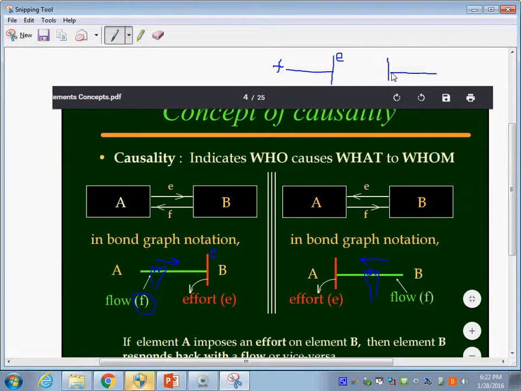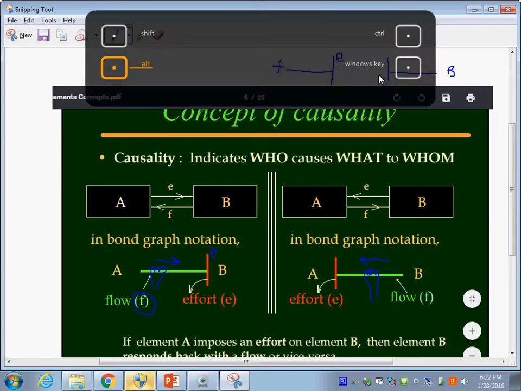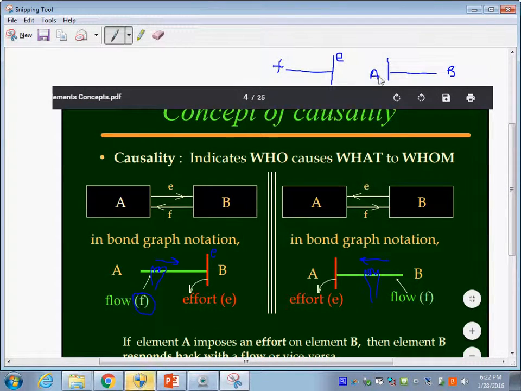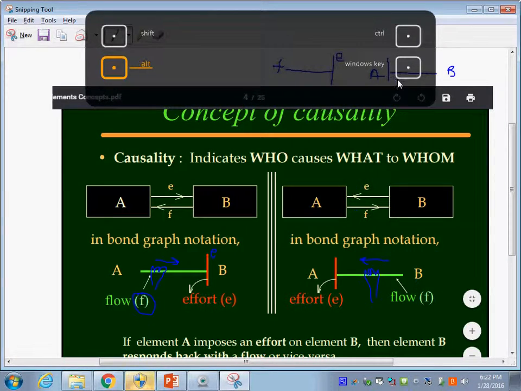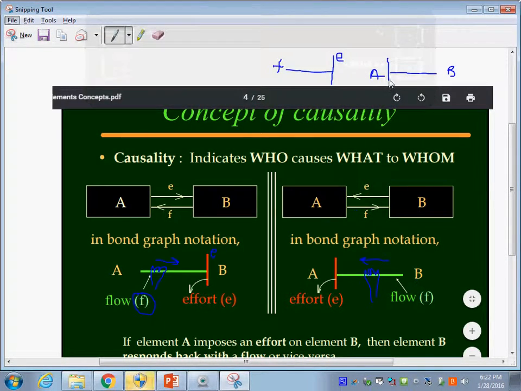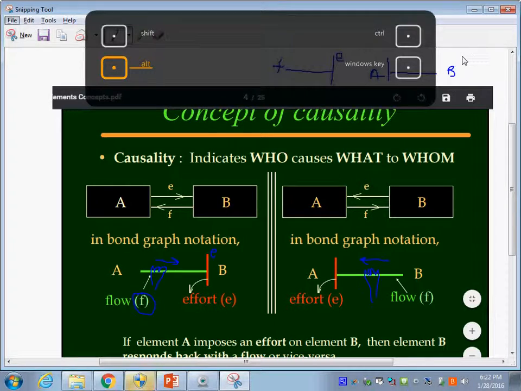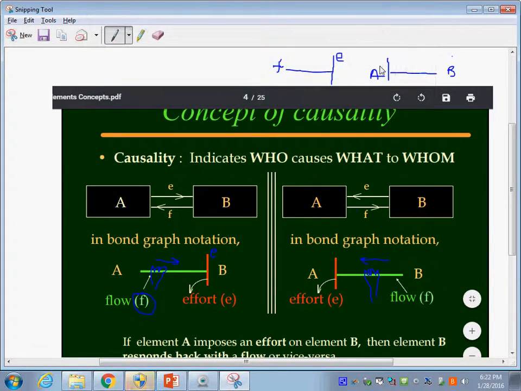this is B, and here you have A, and in here you have this. You have the bond graph model like this.